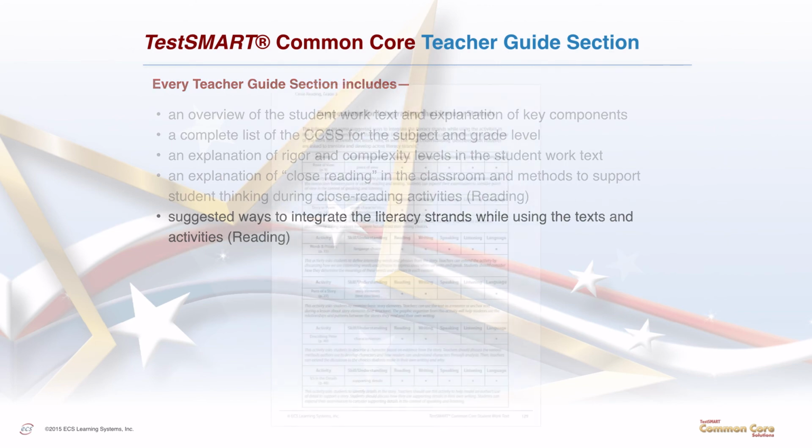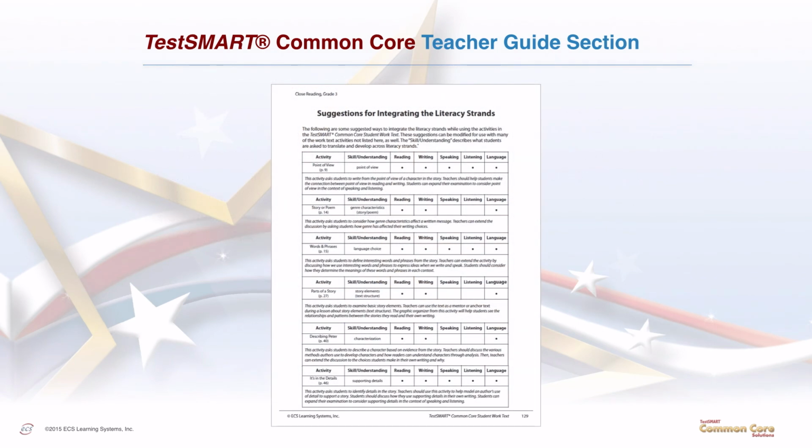For example, one recurring activity in the close reading books is titled Words and Phrases. Though the main goal of the activity is for students to define interesting words and phrases from the story, our teacher guide section suggests that teachers extend the activity by discussing how people use interesting words and phrases to express ideas when we write and speak.